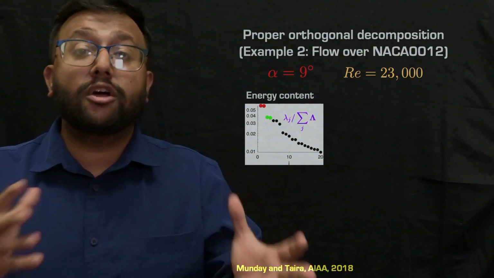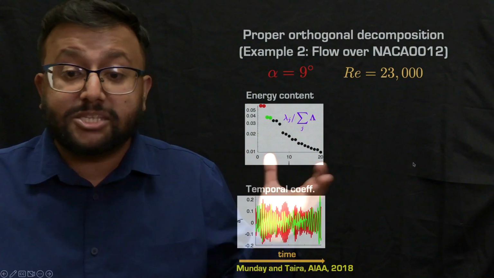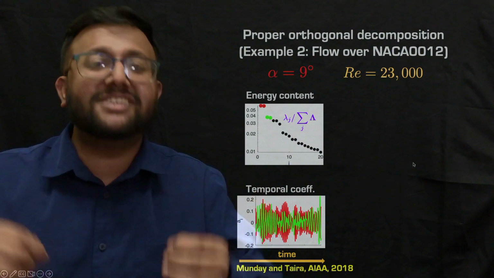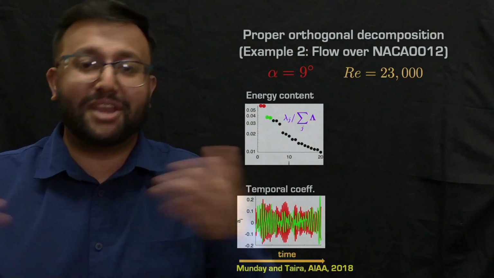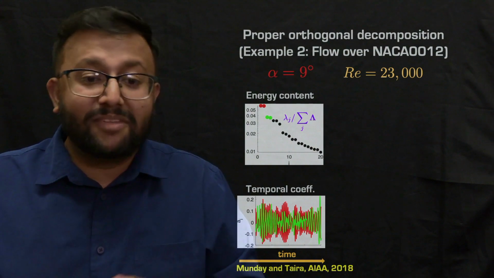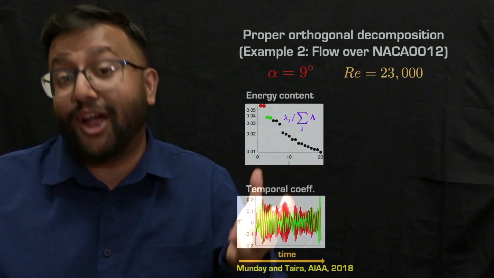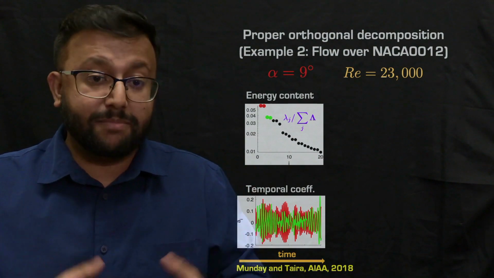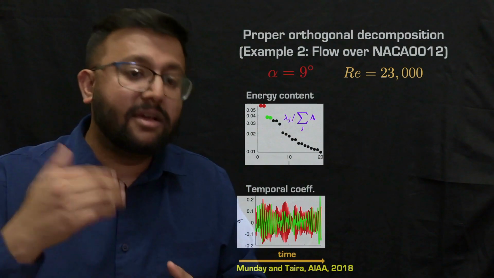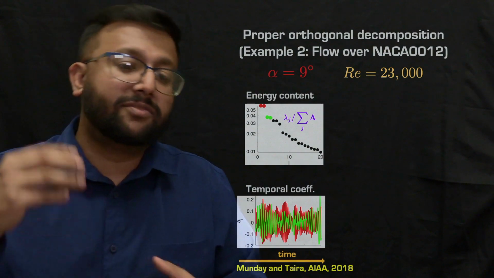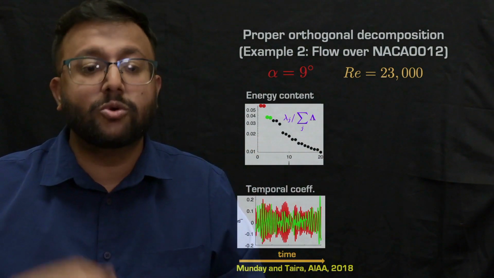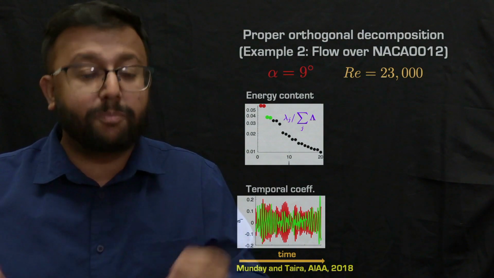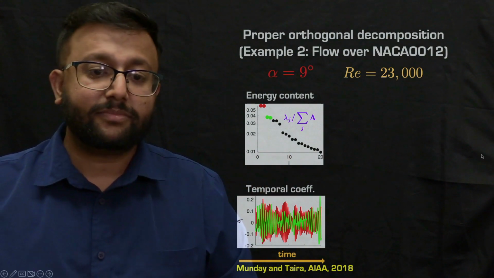Now the temporal coefficients associated with these POD modes, you can see that they don't evolve in this nice, regular, oscillatory, periodic manner. There's a lot of different types of oscillations happening in these POD modes. And again, I want to point out that the red stands for the dominant mode pair, which is mode 1 and mode 2, and the green stands for the second dominant mode pair, which is 3 and 4.